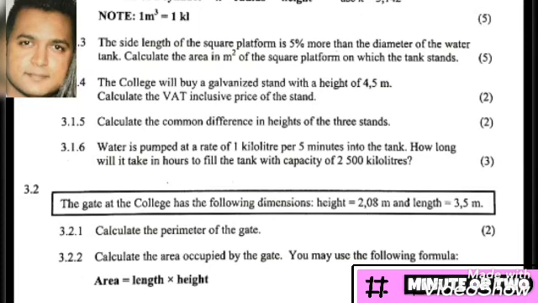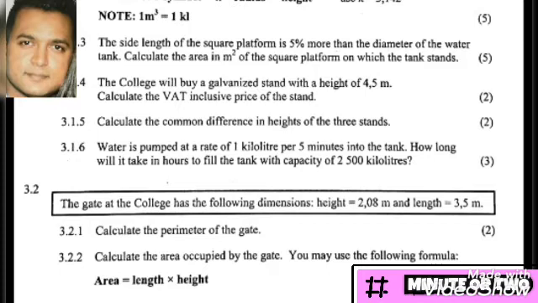3.2, we have an information box. It says the gate at the college has the following dimensions: height equals 2,08 meters and length equals 3,5 meters. 3.2.1, calculate the perimeter of the gate.